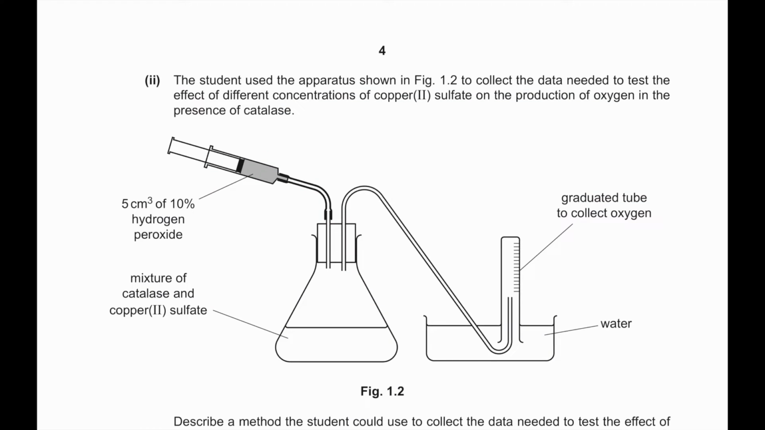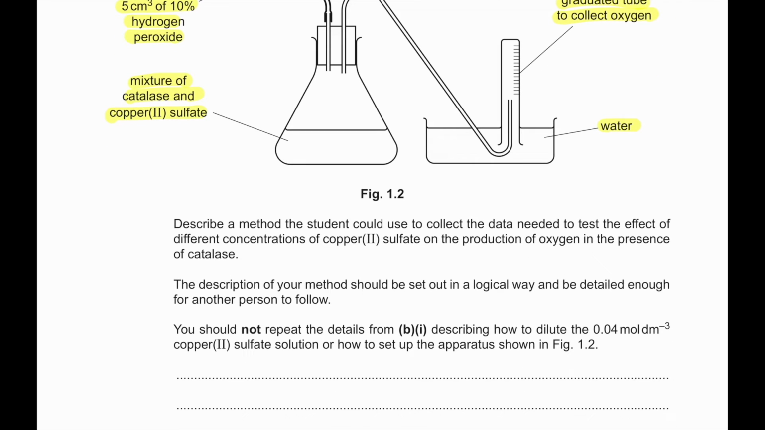Part 2. The student used the apparatus in figure 1.2 to collect the data needed to test the effect of different concentrations of copper 2 sulfate on the production of oxygen in the presence of catalase. 5 cm³ of 10% hydrogen peroxide we can see over here. Okay, we can see a mixture of catalase and copper 2 sulfate, a graduated tube to collect oxygen, and we can see water. All right.